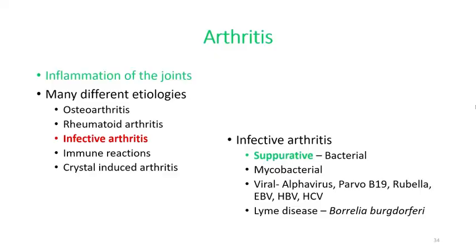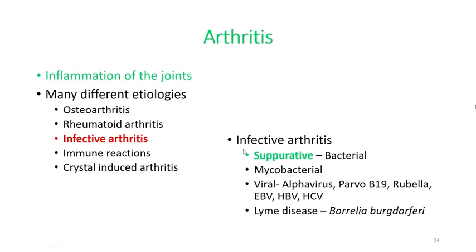So arthritis, by terminology, is the inflammation of the joints. There are many different etiologies for this: osteoarthritis, rheumatoid arthritis, infective arthritis, immune reactions, and crystal-induced arthritis. But here I'm going to talk only about infective arthritis. You will be getting a separate lecture on osteoarthritis and rheumatoid arthritis. And if you don't have any exposure to immune-mediated arthritis or crystal-induced arthritis, please read it in your book, only 1 or 2 pages.